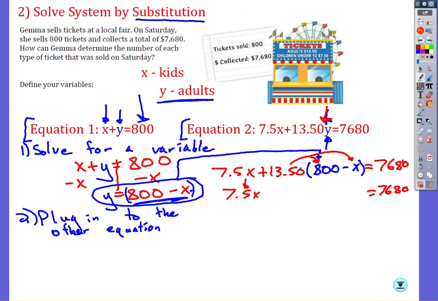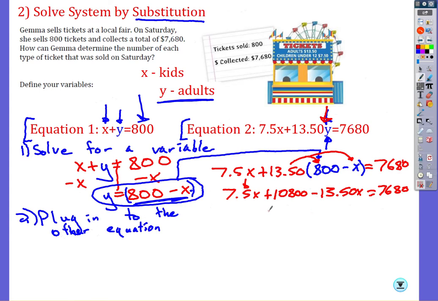And I got to do 1350 times 800 and 1350 times negative x. So first, 1350 times 800. If I pop that into my calculator, I get 10,800. And then I've got to do my 1350 times negative x. That one I don't need my calculator for. It's just negative 1350x. And now I just combine like terms.